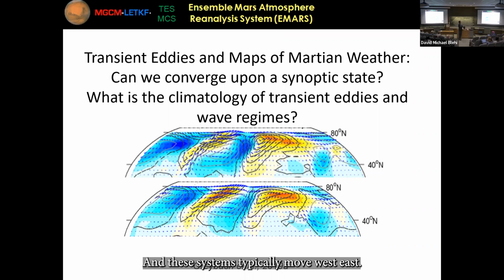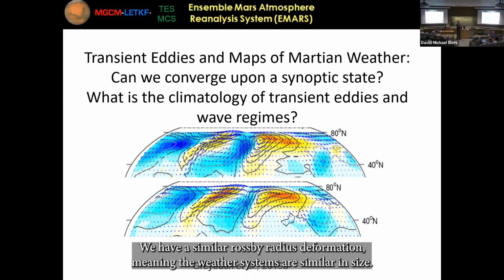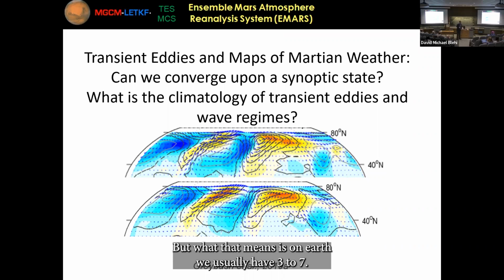And these systems typically move west to east. This is an example of a wave 2 pattern. You can see 2 cold and 2 warm anomalies here. On Earth, we have a bigger planet. We have a similar Rossby radius of deformation, meaning the weather systems are similar in size. But what that means is on Earth, we usually have 3 to 7 weather systems rather than just 1 to 3 on Mars.